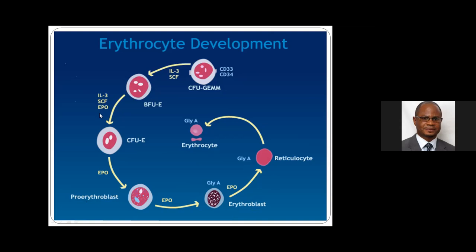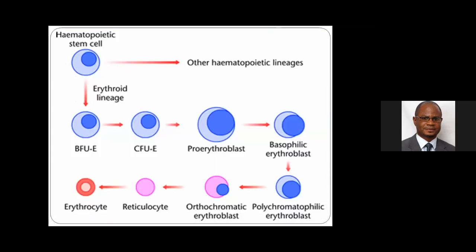So you can see the importance of erythropoietin in the developmental stages of red blood cells. And finally, reticulocyte changes into erythrocytes, the final functional part of the red blood cell. This is the red blood cell developmental stages as they go through from the stem cell all the way to the erythroblast.